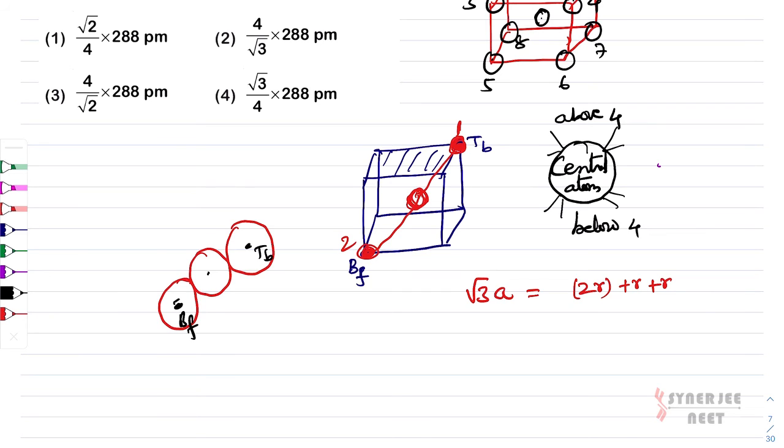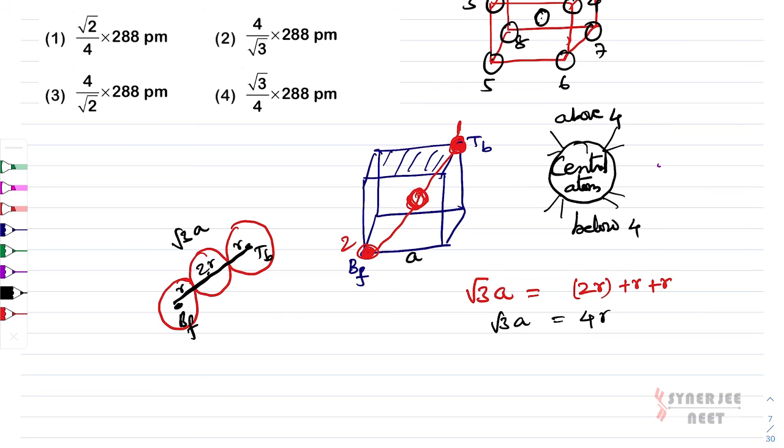So if you join these two, this is the length we are talking about, which is root 3 times A, where A is the edge length of the cube. Now this can be written as: this is 2r and this is radius r, this is radius r, so that is 4r. So 4r is equal to root 3 A.